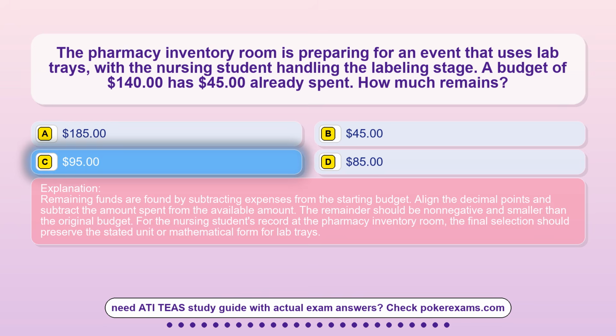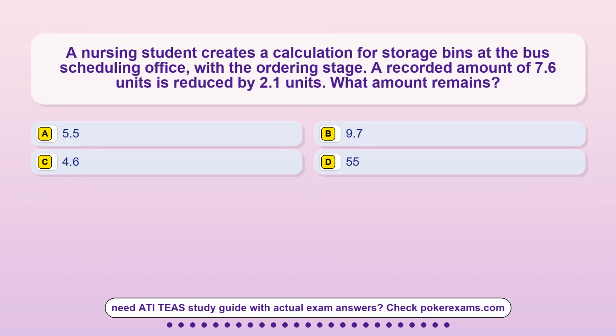For the nursing student's record at the pharmacy inventory room, the final selection should preserve the stated unit or mathematical form for lab trays. Question 14. A nursing student creates a calculation for storage bins at the bus scheduling office, with the ordering stage. A recorded amount of 7.6 units is reduced by 2.1 units.